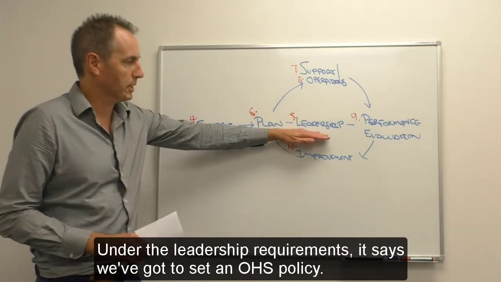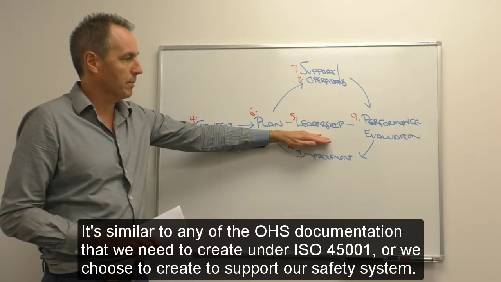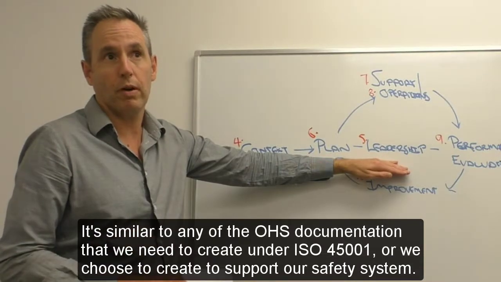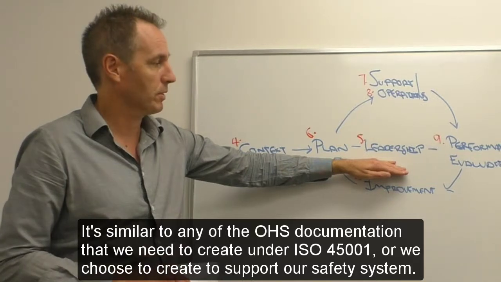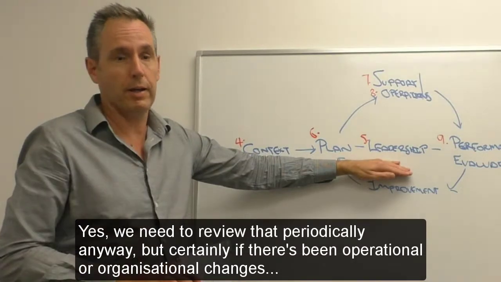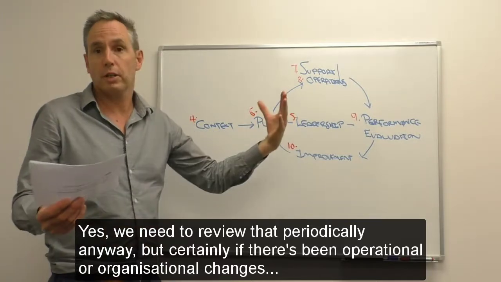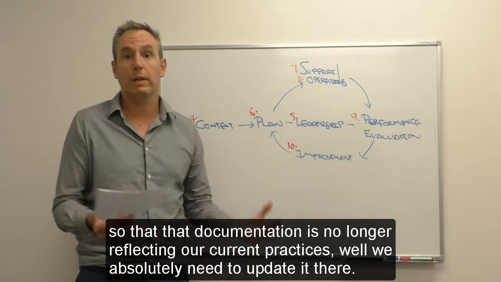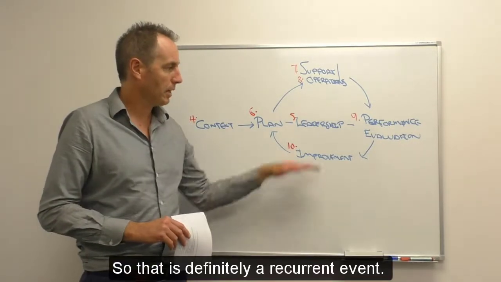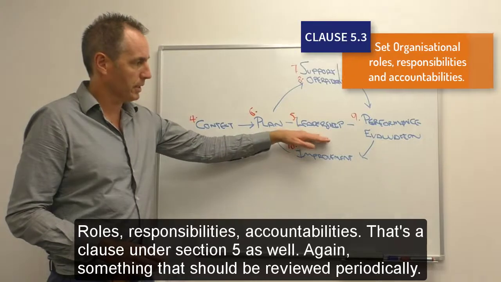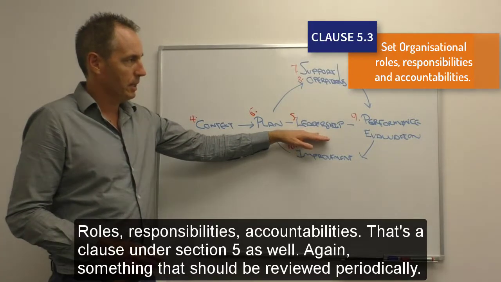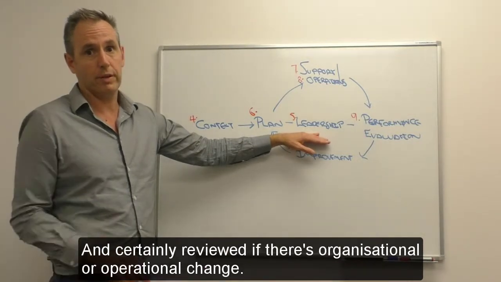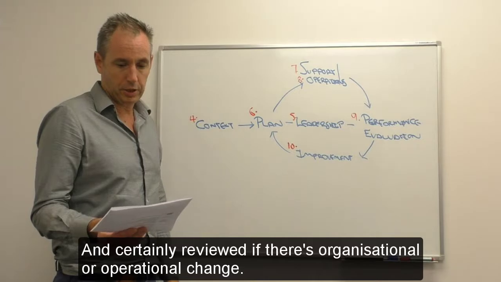Under the leadership requirements, it says we've got to set an OHS policy. It's similar to any of the OHS documentation that we need to create under ISO 45001 or we choose to create to support our safety system. Yes, we need to review that periodically anyway, but certainly if there's been operational or organisational changes so that documentation is no longer reflecting our current practices, well, we absolutely need to update it there. Okay, so that is definitely a recurrent event. Roles, responsibilities, accountabilities. It's a clause under section 5 as well. Again, something should be reviewed periodically and certainly reviewed if there's organisational or operational change.